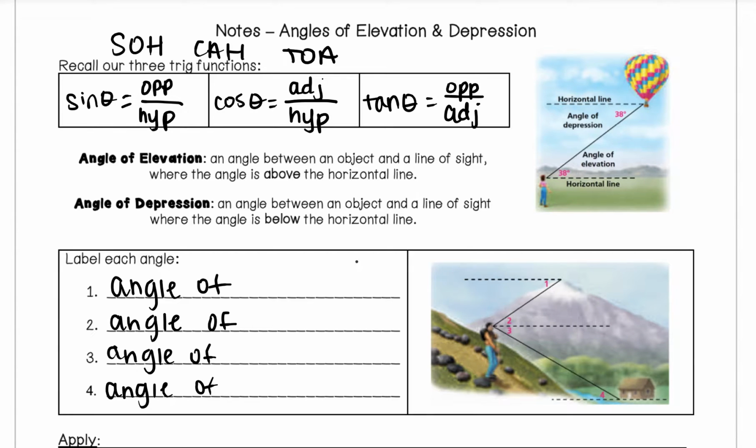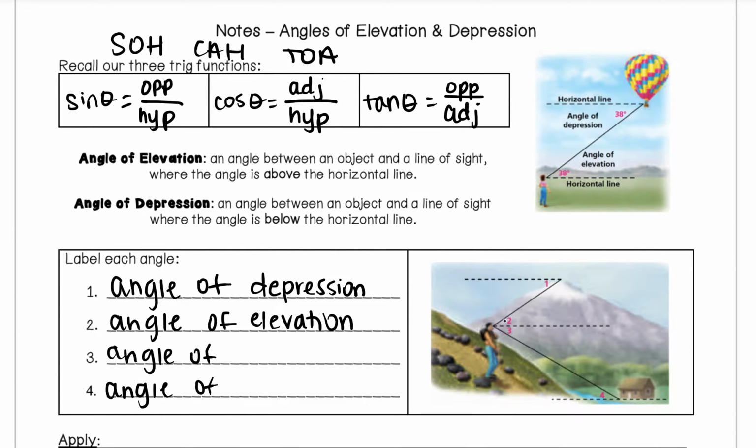So we're going to label those in this photo. From the top of the mountain, angle 1, if you were standing at the top of the mountain and looking outward, that would be your horizontal line. So angle 1 would be below the horizontal line. So angle 1 is an angle of depression. From angle 2, you are now the observer, you're this person. If you look outward, directly in front of you is your horizontal line of sight. So the angle above your line of sight is the angle of elevation. So angle 2 is called an angle of elevation.